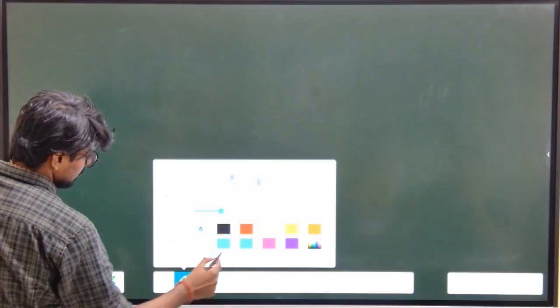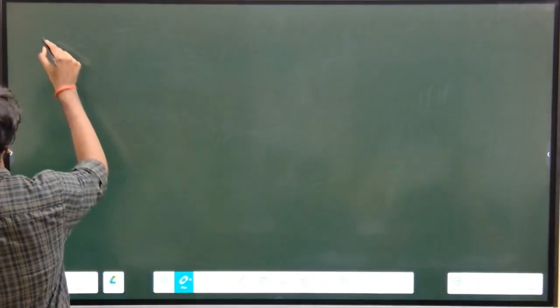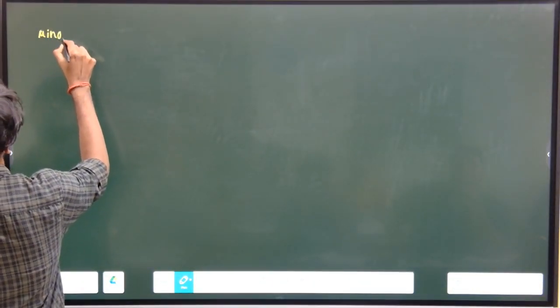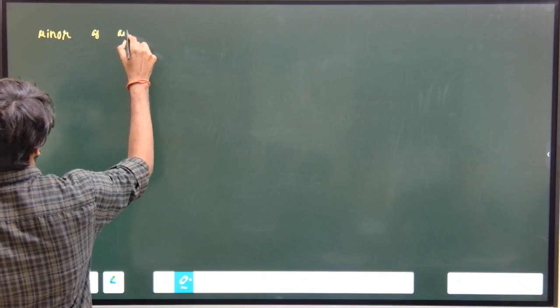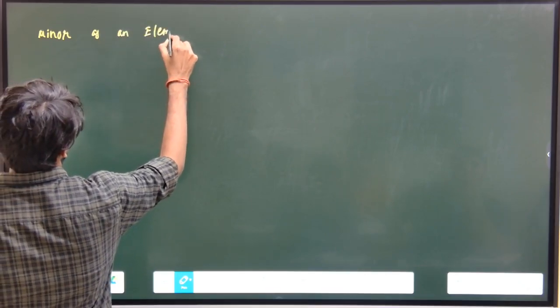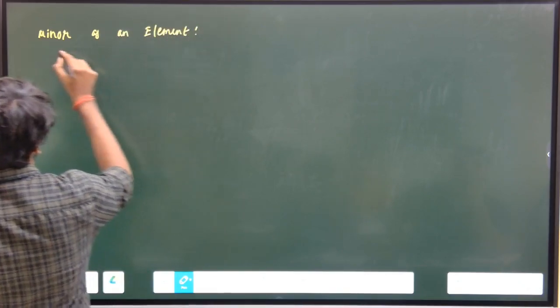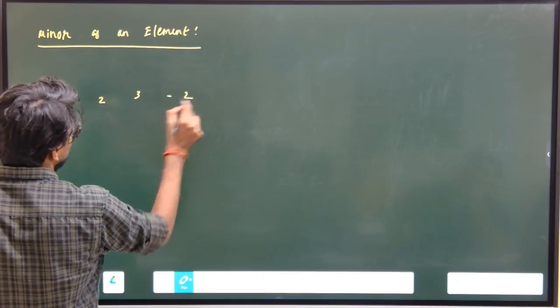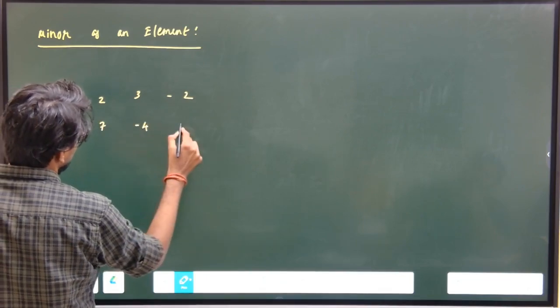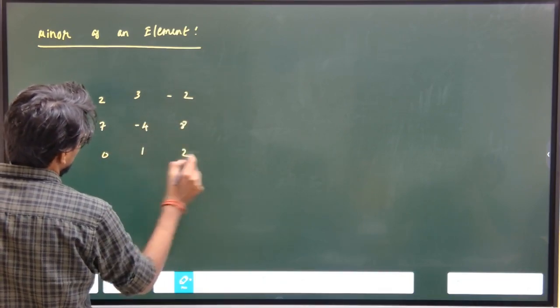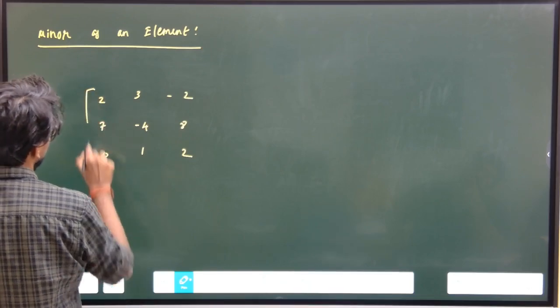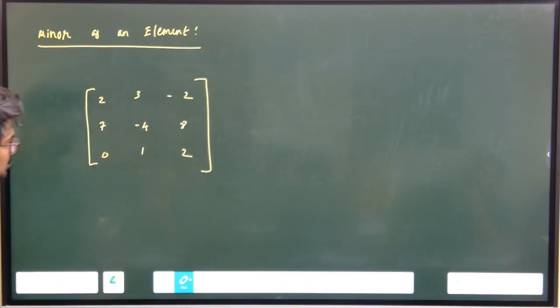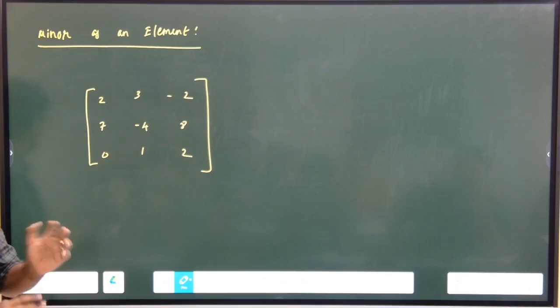Next is the minor of an element. We'll take an example: a matrix with rows 2, 3, -2; 7, -4, 8; 0, 1, 2. It's a square matrix. For forming the minor of an element, the matrix needs to be a square matrix. That is the compulsory condition.